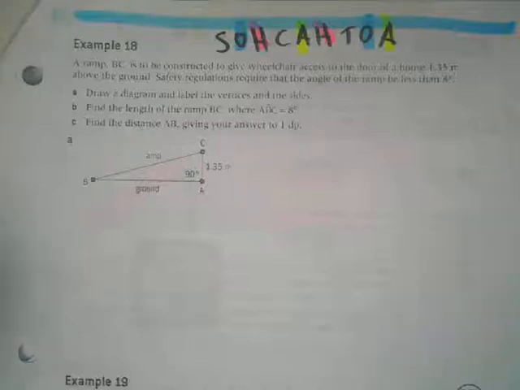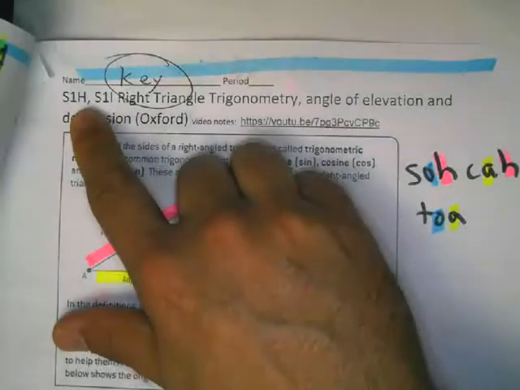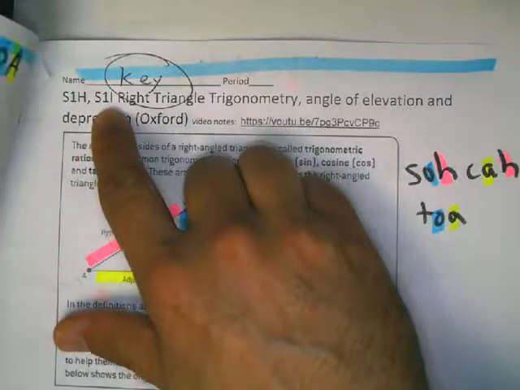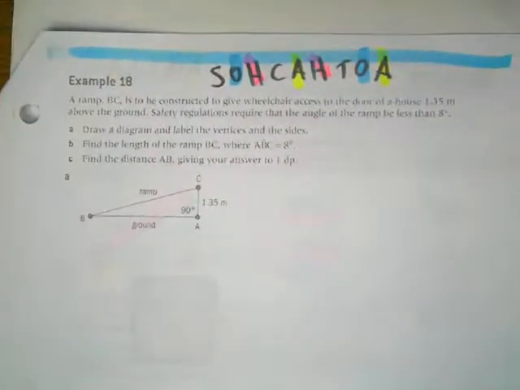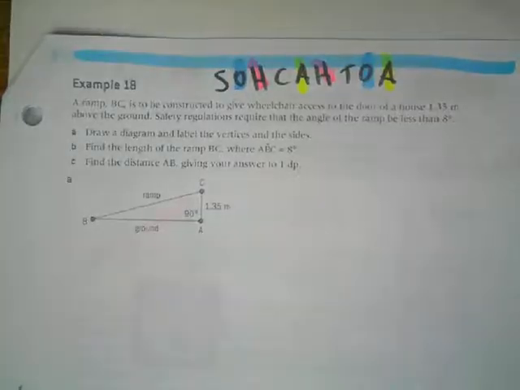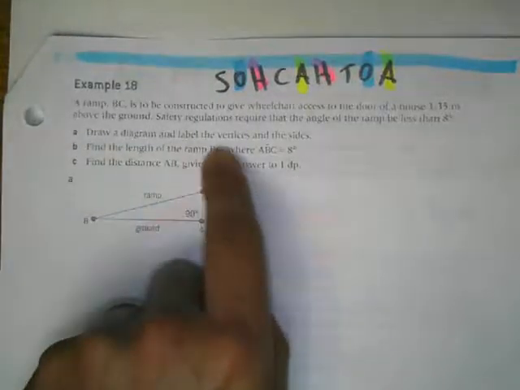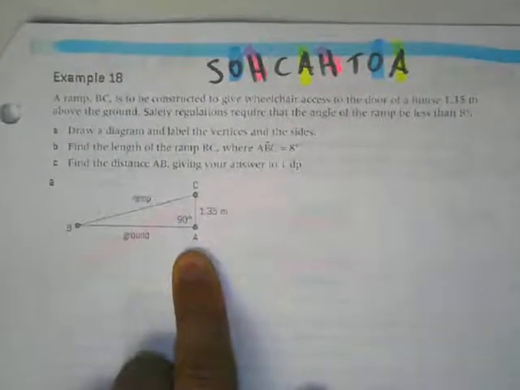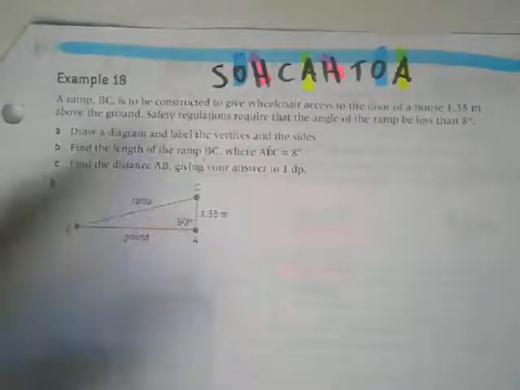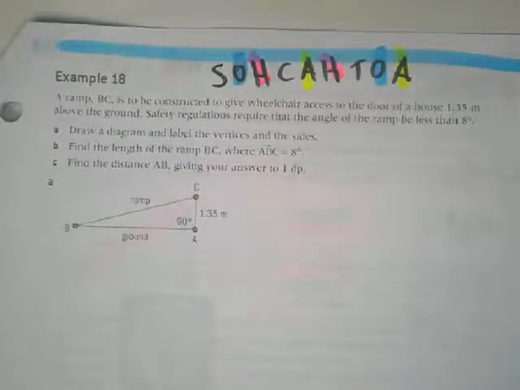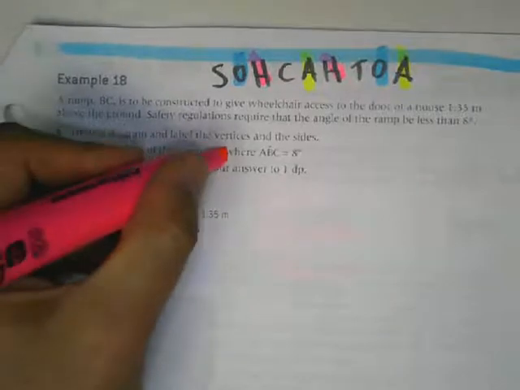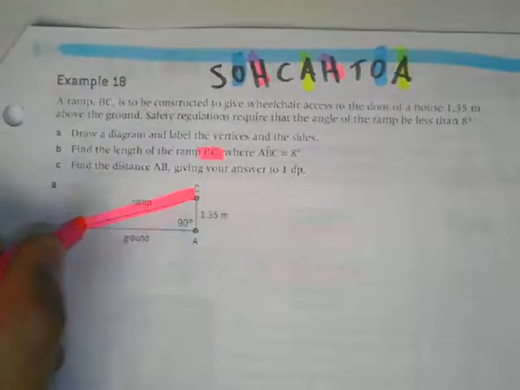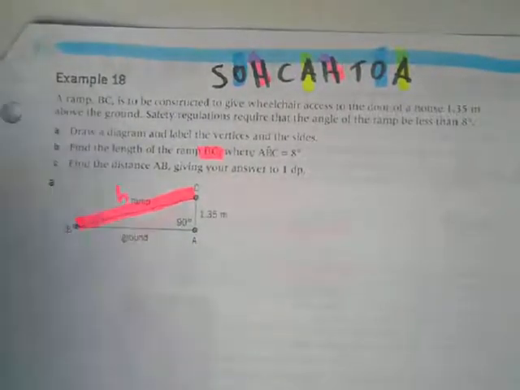Alright, this is part 2 of the S1I handout on trigonometry. So first, draw a diagram labeling the vertices and sides. I already drew it for you. Now it says find the length of BC, the ramp. So we're trying to find the length of this line right here, and we know that's the hypotenuse of this triangle.